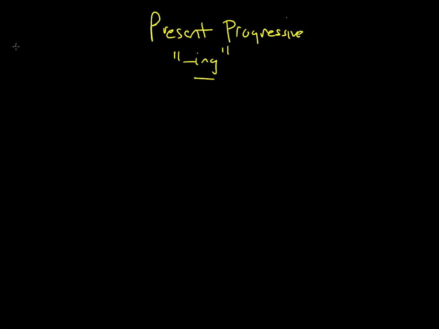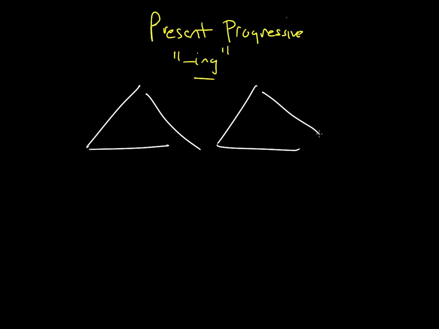And in order to use this structure, we need two elements. So let's draw two triangles. And in these triangles, I'm going to write the two elements. Okay, so we have estar and we have a present participle. Okay, and in Spanish, a present participle is formed by dropping off the AR and we add ANDO.